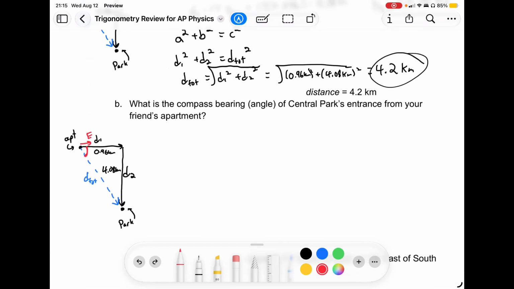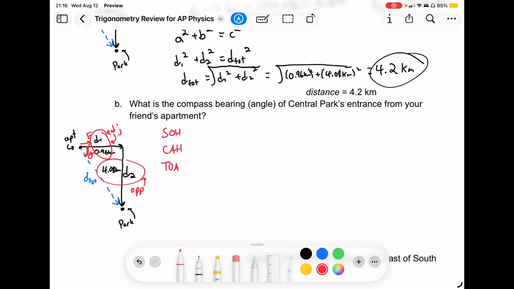So we're going to start with east. We're going to find this angle right here. So that's our theta we want to find. And again, we've got our SOHCAHTOA. In this case, let's use the distances that were given to us. That's D1 and then D2. D1 being the adjacent side, right? And then D2 being the opposite side.